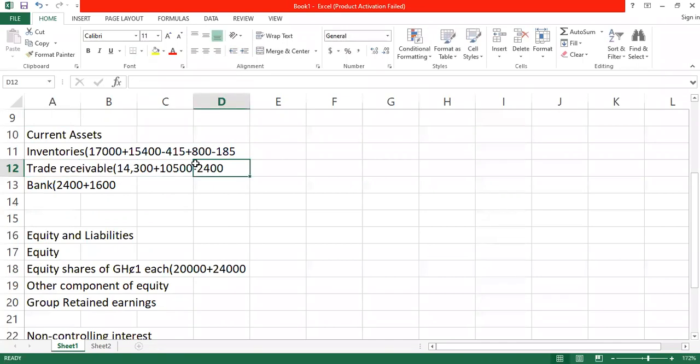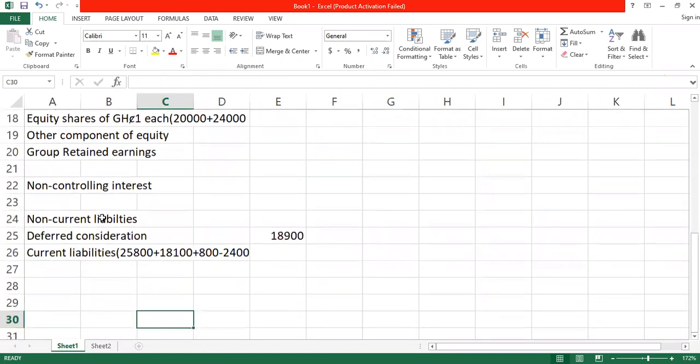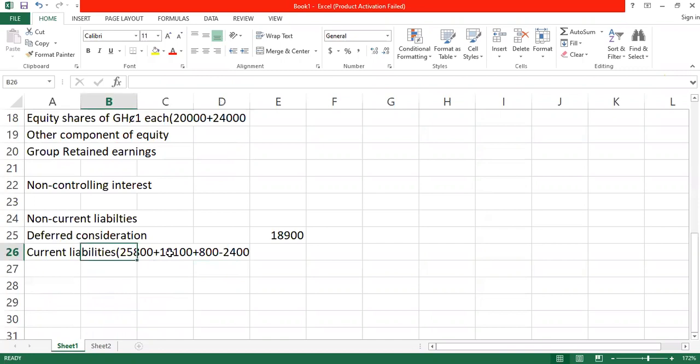Let me also show you another way of doing this. Another way of doing this without adding the 800 to the payables is that you just come and subtract the 2,400, that is the 2,400 in the receivable. The receivable is 2,400. But if we didn't add the 800 to the current liabilities, how much would have been the value in the current liabilities? It should have been 1,600, isn't it? Look at this, 800 minus 2,400. What is the difference?